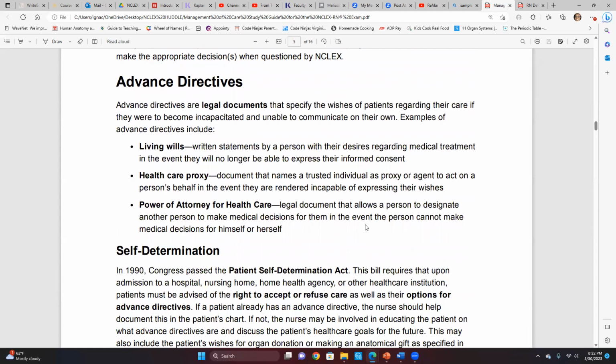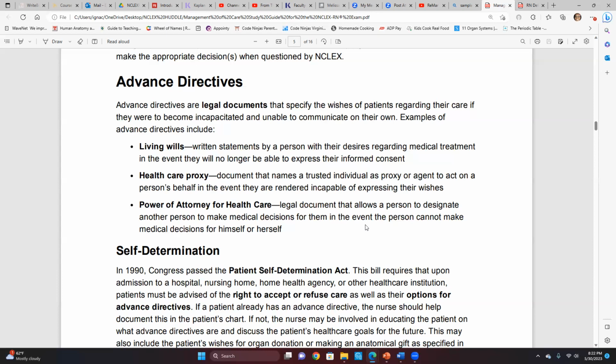So when we think about advanced directives, these are legal documents. Now, nurses should not be witnessing the signing of these documents, but what we do need to do is ask the patient if they have these documents and make sure that they get into the patient's medical record. Okay, so there's living wills, healthcare proxy, power of attorney for healthcare. The big thing with all of these different kinds of legal documents is the patient, when they're of sound mind, is appointing someone to act on their behalf to make medical decisions if the patient is incapacitated. So that's the big thing that these documents provide for the patient.